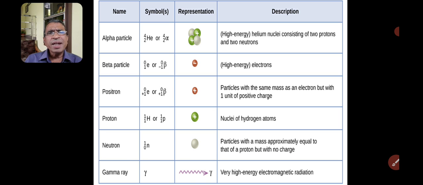Here in this slide I have shown the nature of these particles. Alpha particles contain 2 protons and 2 neutrons. Beta particles are nothing but electrons, negatively charged. A positron is positively charged, but its mass is the same as that of the electron. Proton has a positive charge. Neutron is neutral. Gamma radiations are very high energy electromagnetic radiations.